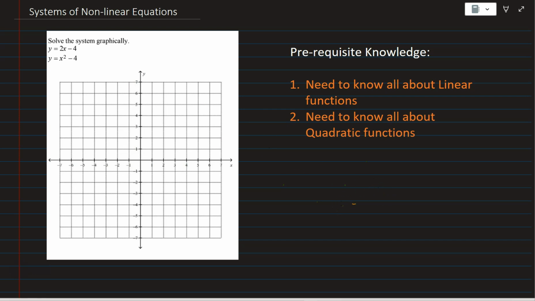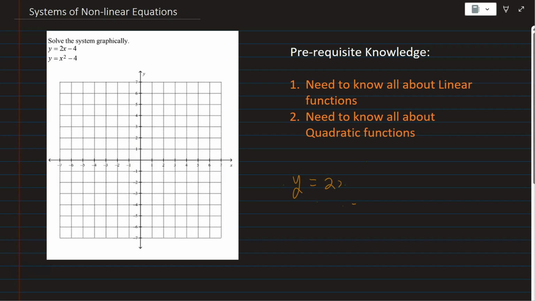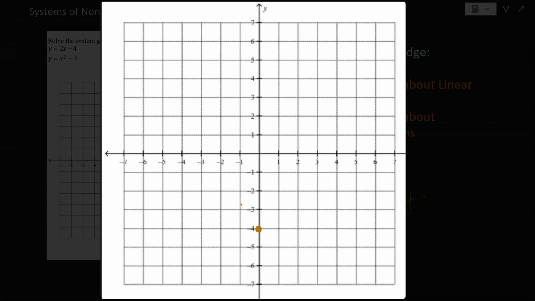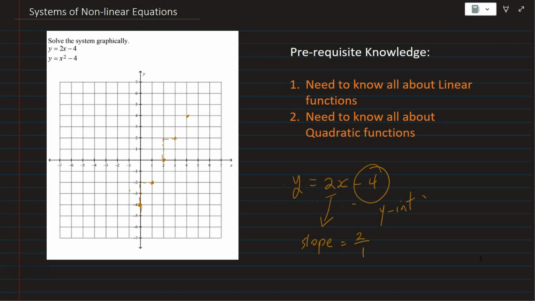When we write the equation y equals 2x minus 4, you're going to start with the y-intercept, which is -4. So we have -4 right there. And then use the slope, and you go up. The slope is 2, which means it's 2 over 1, rise over run. So you go up 2 over 1, up 2 over 1, up 2 over 1, and then you do the same thing at the bottom. You go down 2 to the left 1.